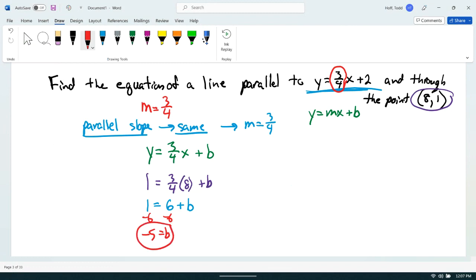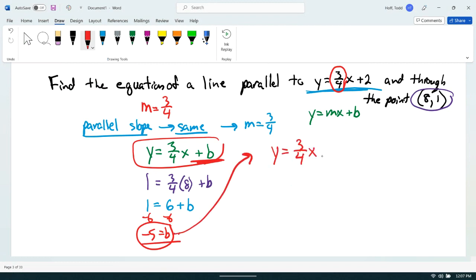So b equals -5. So that means we can come up to this equation up here and we can replace b with -5. So y equals 3/4 x, and instead of plus b, we're going to put in -5. So you could either put in plus a -5 or just -5. Either one would be accurate there.